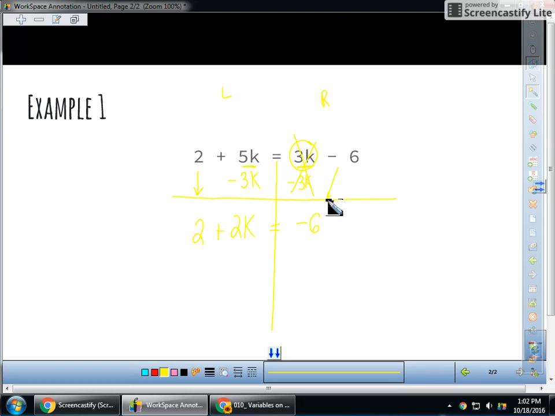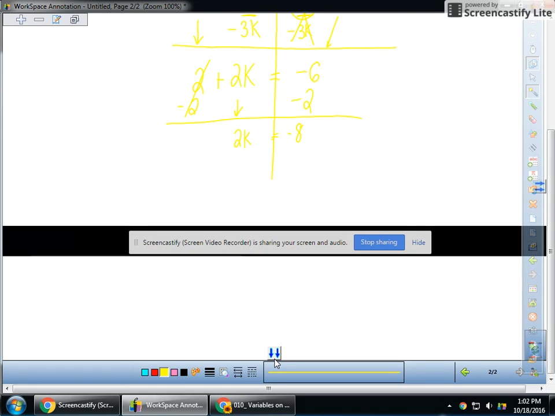Now I need to move all of my constant terms to the right-hand side. So on the left-hand side, that would be this positive 2. So I'm going to subtract 2 from both sides. They cross out here. I bring down my 2k, and that equals negative 8. Now I'm just left with 2k equals negative 8, so I divide by 2 like usual, and I get k is equal to negative 4.